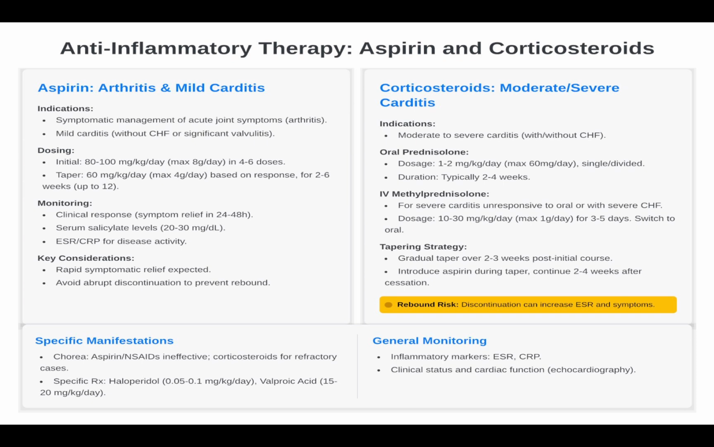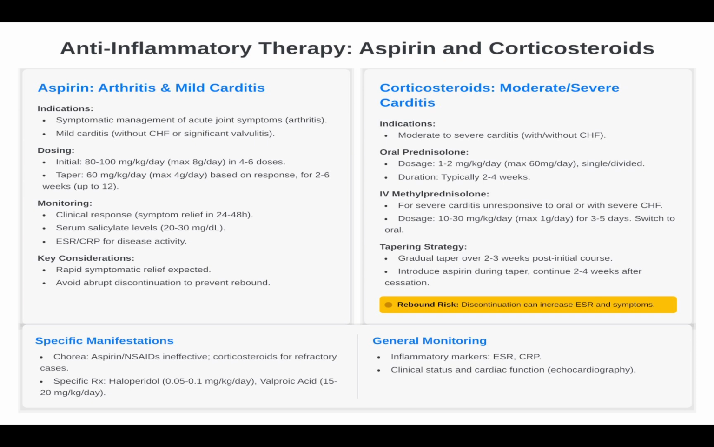When we face moderate to severe carditis, especially if it is accompanied by congestive heart failure, systemic corticosteroids like prednisolone come into play. The dosage is typically 1 to 2 mg per kg per day, up to a maximum of 60 to 80 mg, for 2 to 3 weeks.